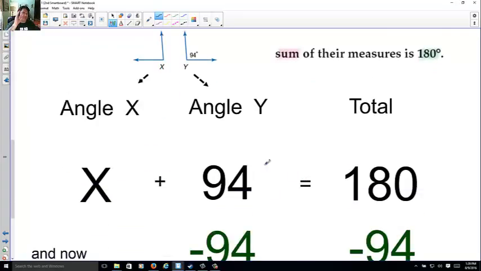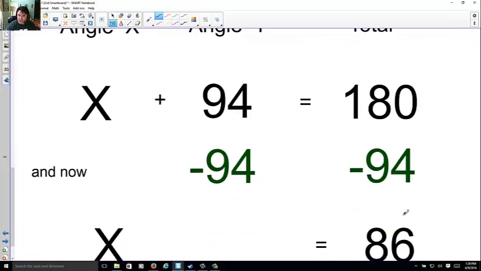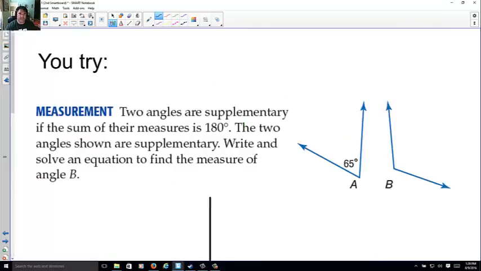Now again, I don't know X, but I know Y was 94. So X plus 94 equals 180. Well, if you remember, in order to get rid of plus 94, think of that little brother-sister doing the opposite of what you tell them. So instead of plus 94, we're going to minus 94. You minus 94 on one side, minus 94 on the other. So both are minus by 94. This goes away, and this becomes 86.